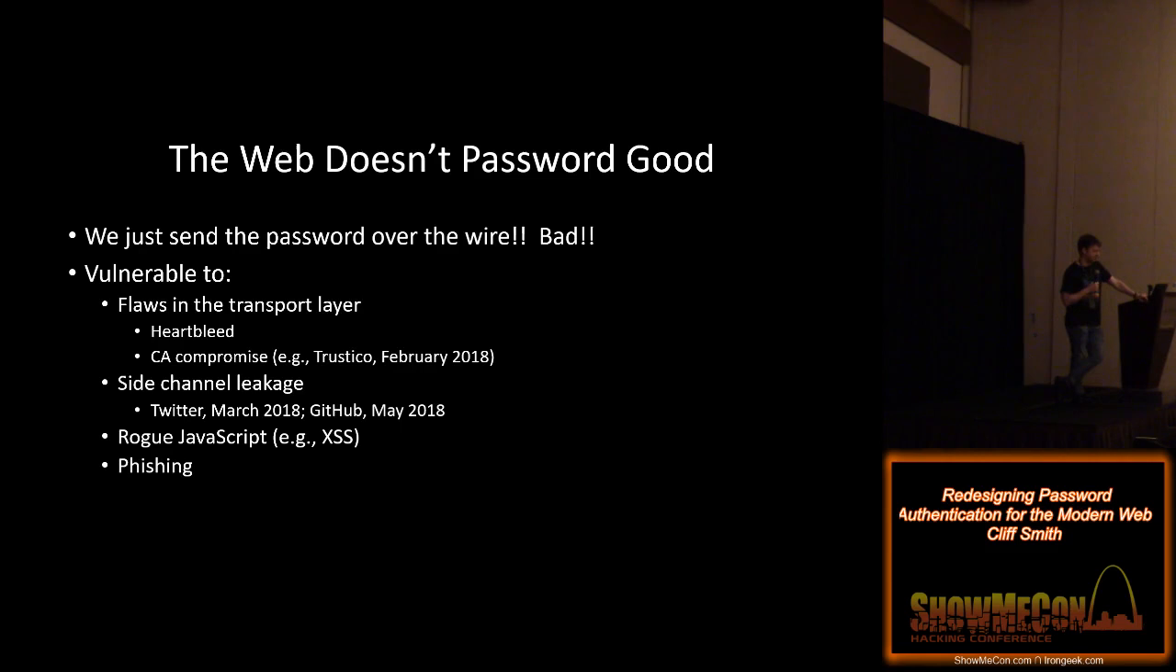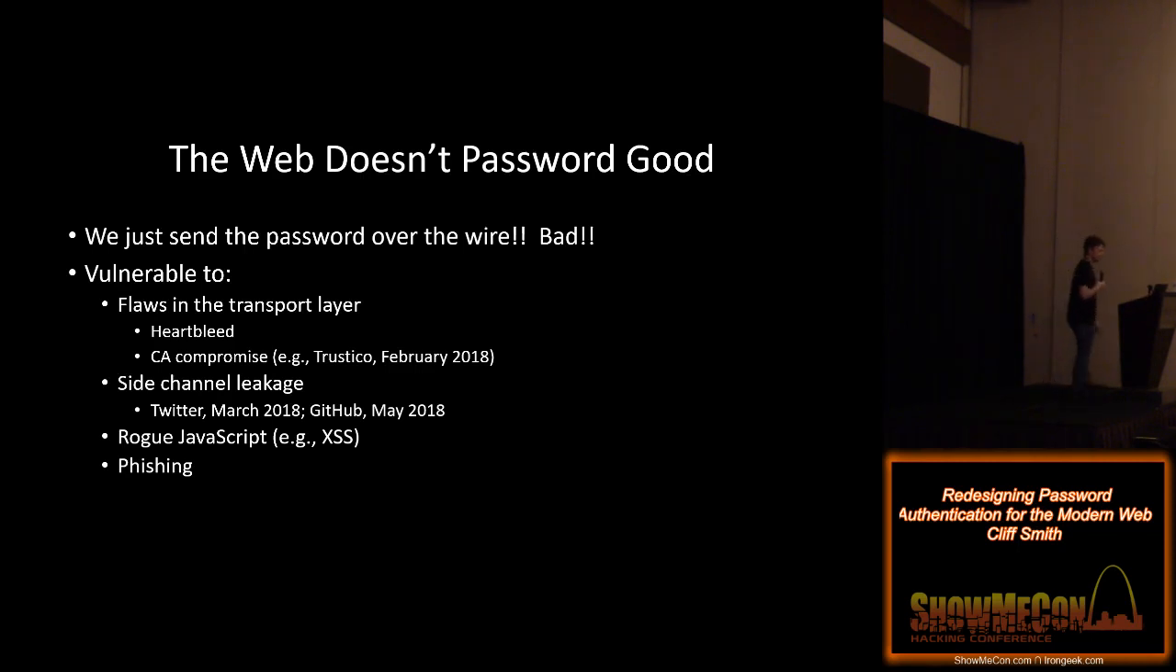CAs can be compromised. It has happened more than once. Trustico, not too long ago, in February 2018, it was discovered that about 500 rogue SSL certificates were issued by that CA. It's a big ol' honkin' mess to clean up. SSL certificates are the foundation of the trust that makes the web work. And when that trust is compromised, holy goodness, do you have problems. So the transport layer can betray us.